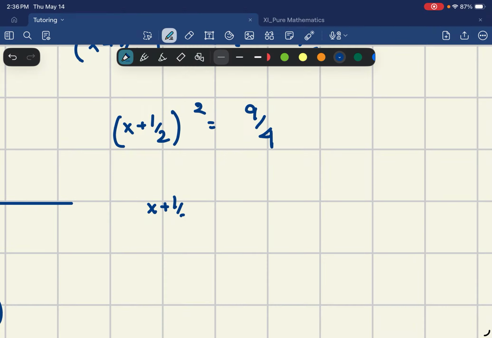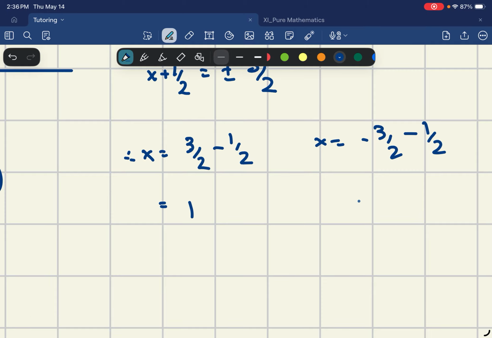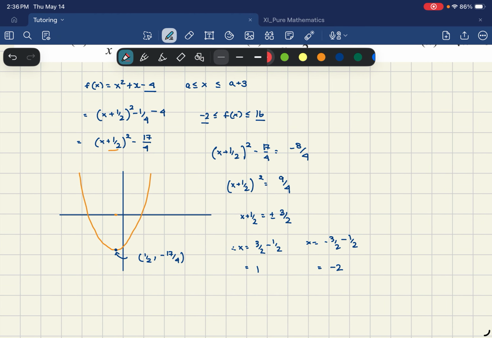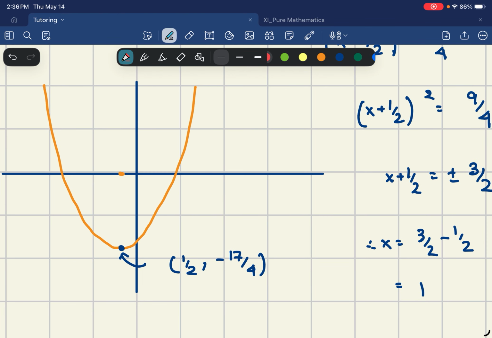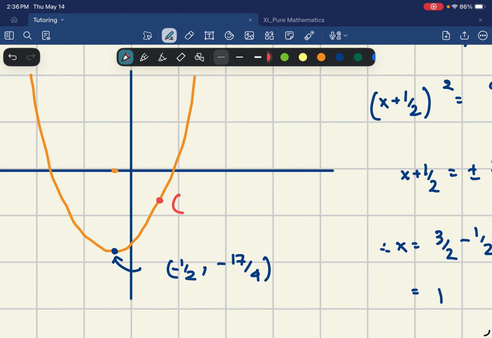So x plus half is going to be plus or minus 3/2 if you take the square root. And therefore, x is equal to 3/2 minus 1/2. x is equal to -3/2 minus 1/2. So that gives you 2/2, which is 1. -3/2 minus 1/2 is -2. So now we know that if you want to go to -2, then your x values are 1 and -2. So, sorry, this has to be minus half, right? Because we had plus here. All right. So we have x is 1, comma, -2.